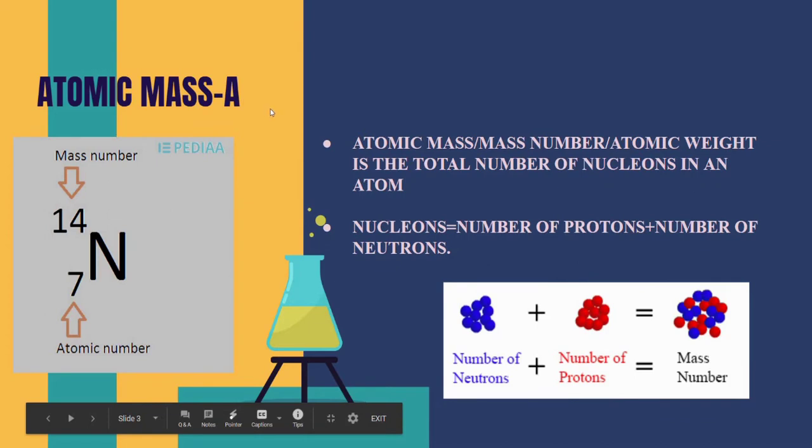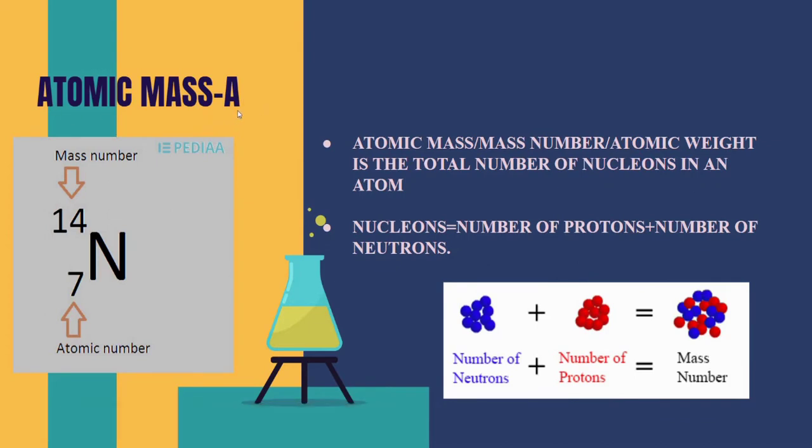Now the second one is atomic mass. What is atomic mass? Atomic mass is represented using capital letter A. It is also called the mass number or atomic weight. It is the total number of nucleons in an atom, that means the total number of protons and neutrons which are present inside the nucleus of the atom.